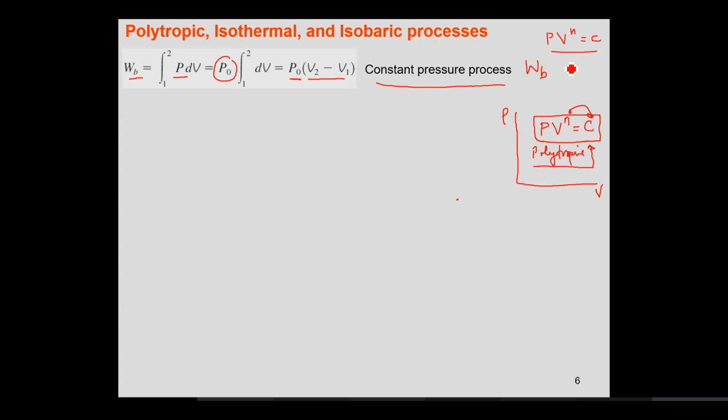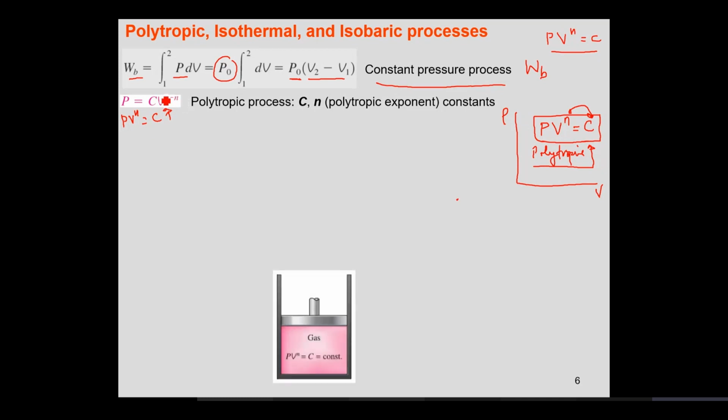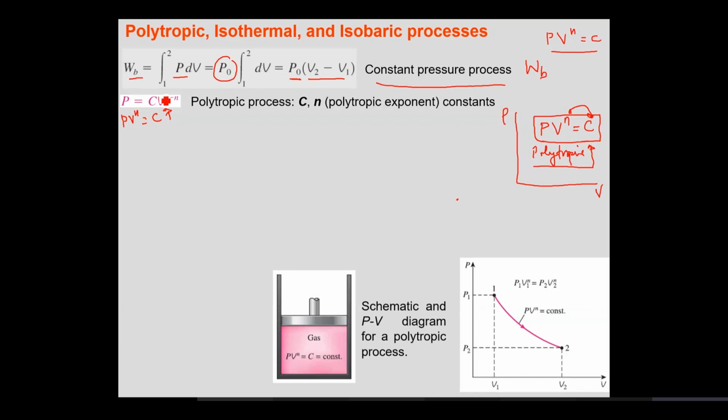In case you have this relationship, what would be the boundary work? Let's say this is a polytropic process. PV to the power n equals constant. It is the same thing. If you take V on the other side, it would be P equals C V to the power minus n. So in case of a polytropic process for a gas, PV to the power n is equal to constant. If you change the value of n, the shape of the curve would change. But generally, the expansion follows this relationship. So if you have a polytropic process, what is the boundary work done?